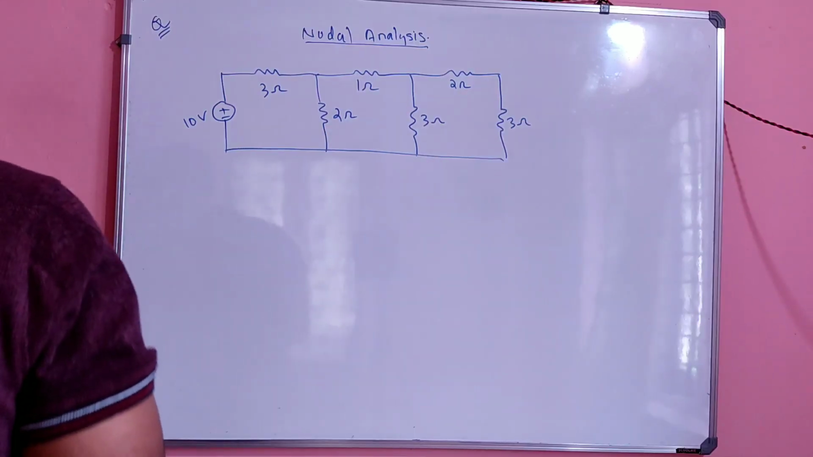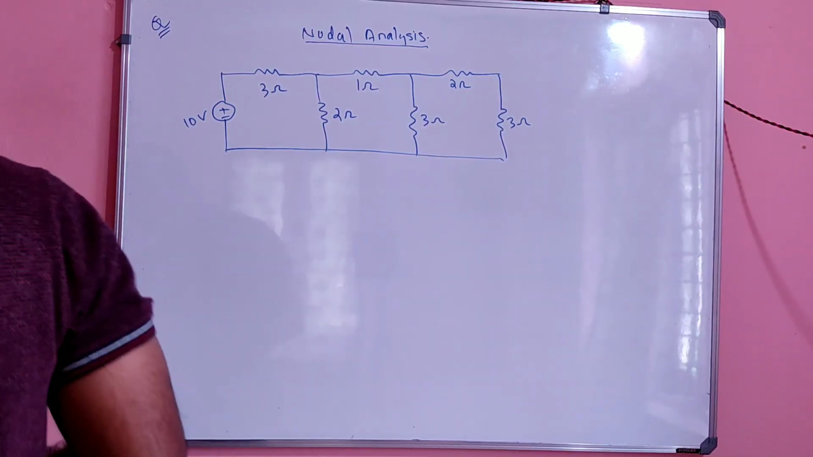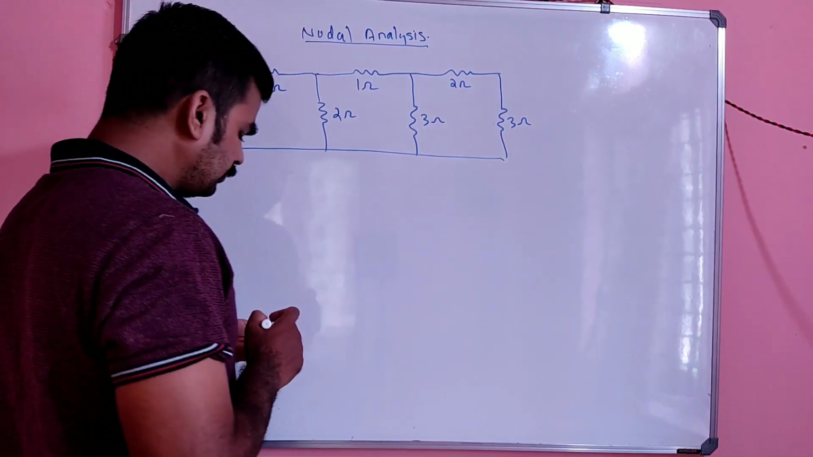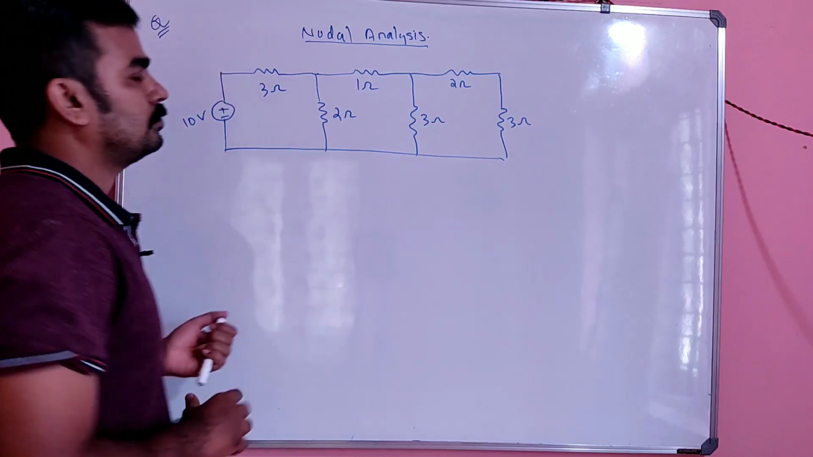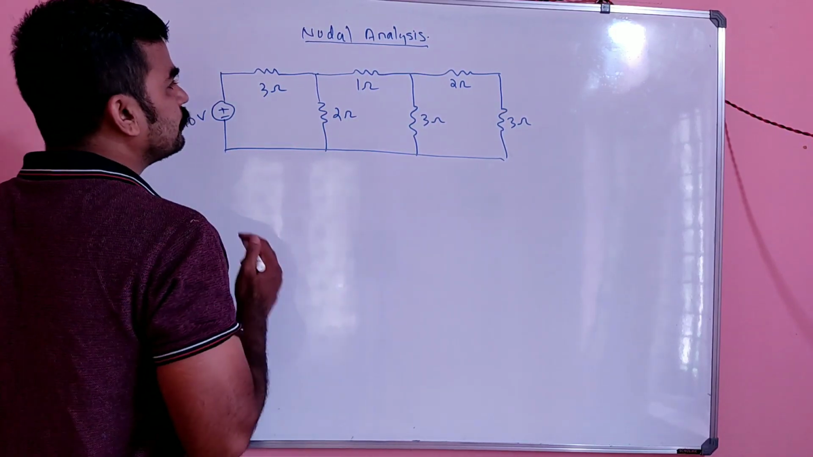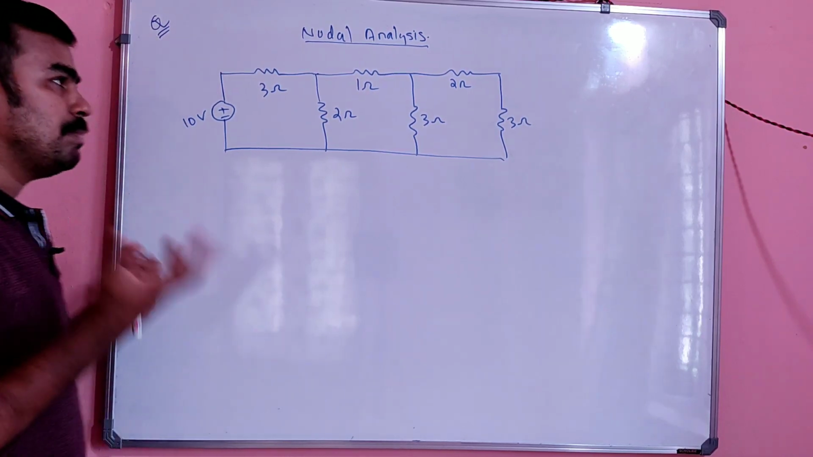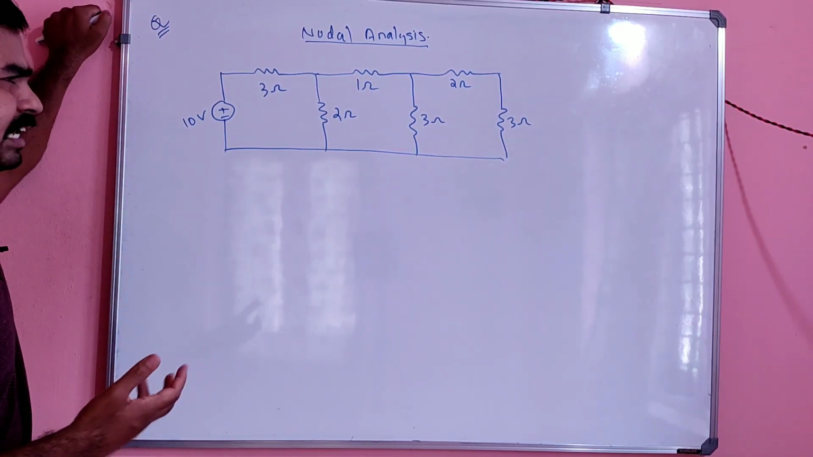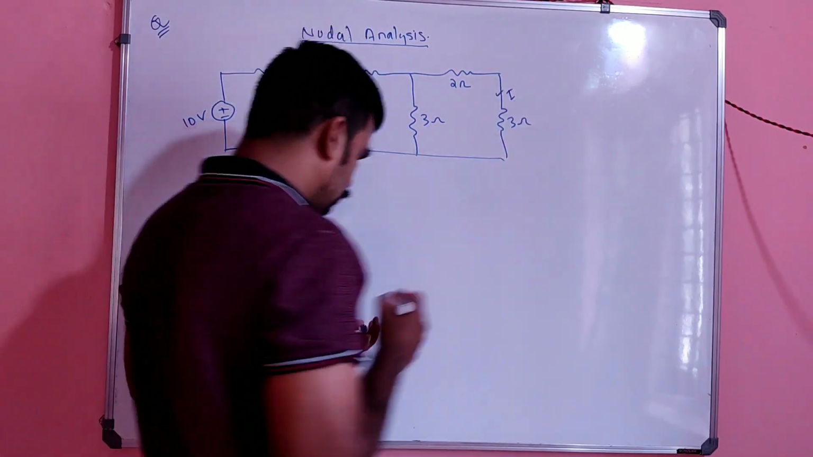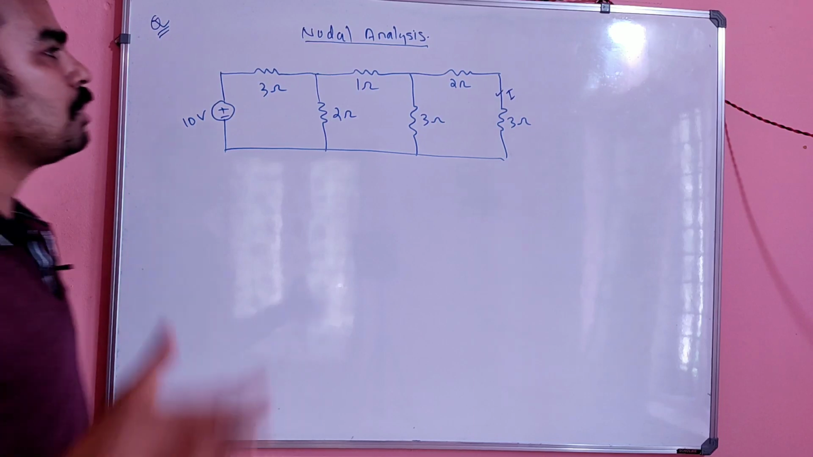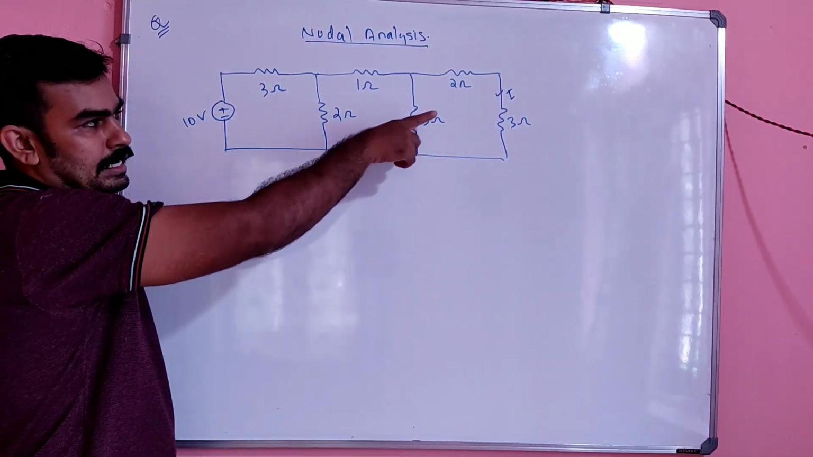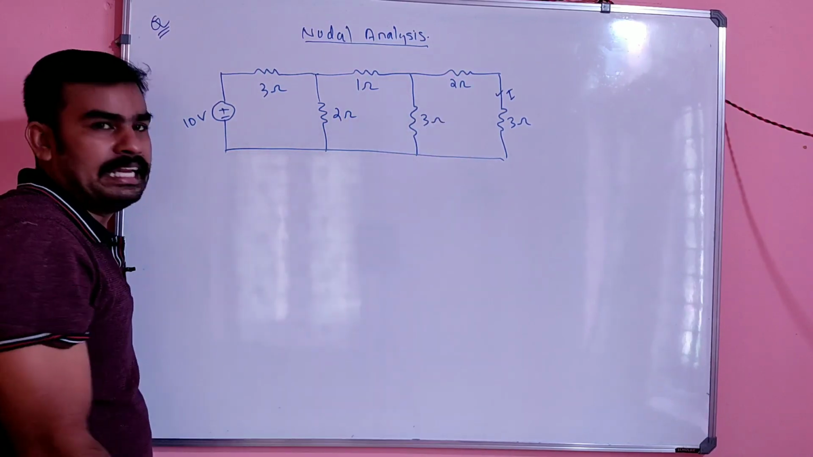Clear? So this is our question. And in your question you may be asked to find any value. Let it be like this: the value of current through the 3 ohm. So in this question you have to find the current through the 3 ohm, that is the branch with the 3 ohm, and let that current be taken as I.